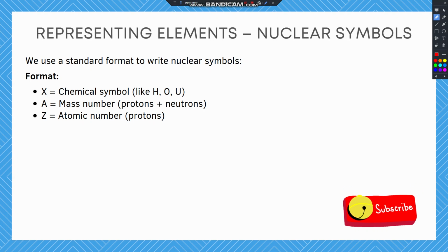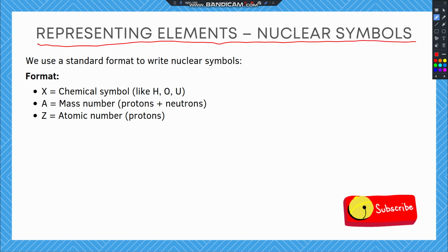Alright, so now that we have talked about the trio of the important concepts you need to be familiarized with when dealing with representing elements, we've talked about the atomic number, the mass numbers, and isotopes. It's time to learn about representing elements using nuclear symbols. Now there is a standard format to write nuclear symbols, or the symbols of elements. Step number 1, we have the letter X. So X here denotes the chemical symbol of a random element. It could be hydrogen, it could be oxygen, it could even be uranium.